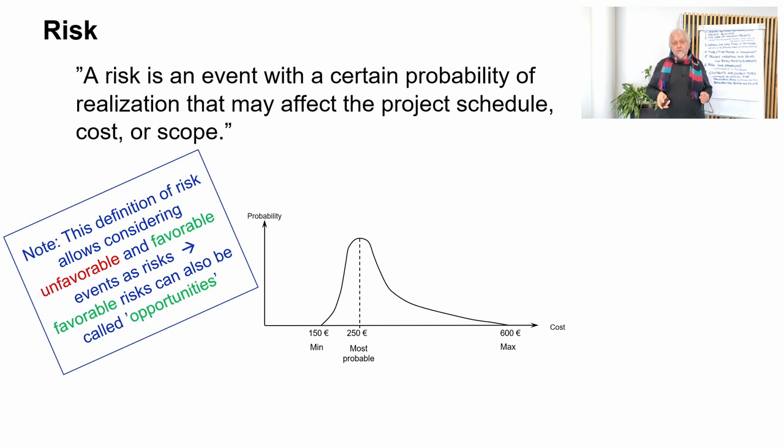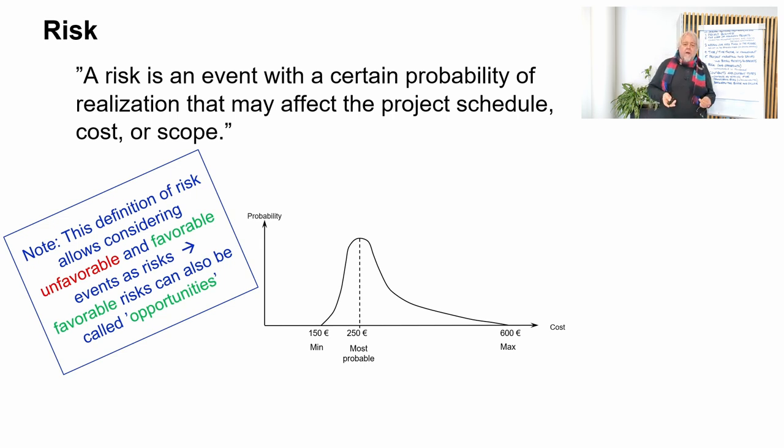Now there is an illustration of an estimate, a cost estimate or risk estimate. For example, a chair that we might build, a very nice new design chair, and we have estimated its cost with three monetary values: minimum 150 euros, most probable 250 euros, and maximum 600 euros. Each of these outcomes, described with this range, we can consider as parameters of a skewed probability distribution.